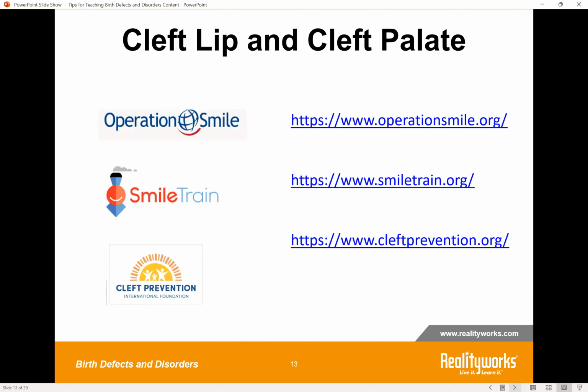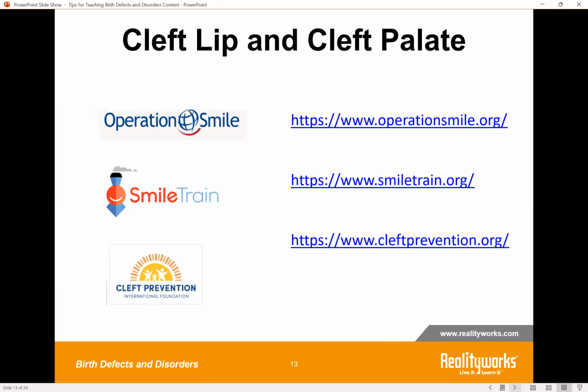Now, for cleft lip and cleft palate, Operation Smile treats patients and creates solutions that deliver safe surgery to people where they need it the most. And we think that this would make a really great organization to donate to or to use as a service project. This organization has a students page, and it includes activities and ways to become involved.